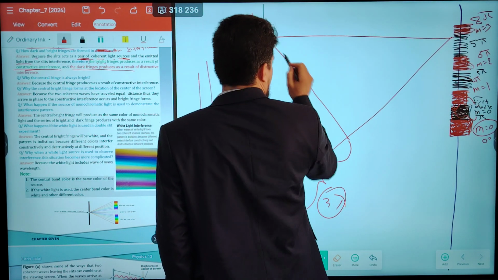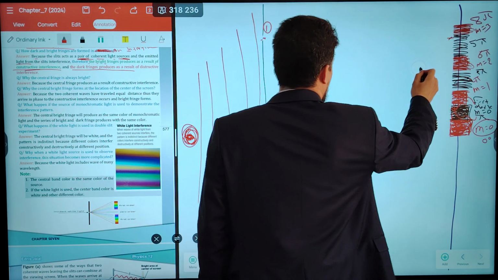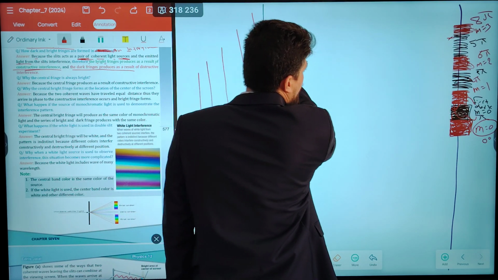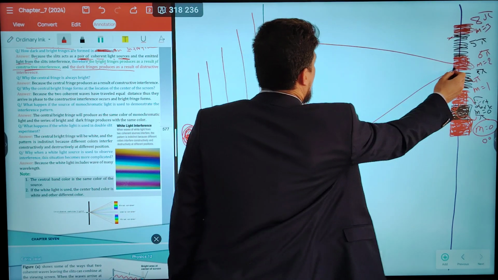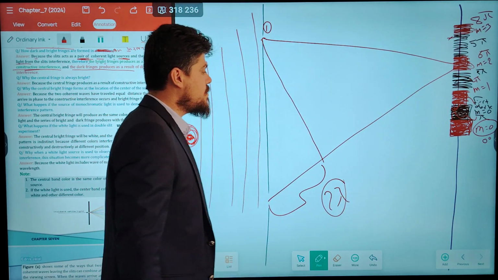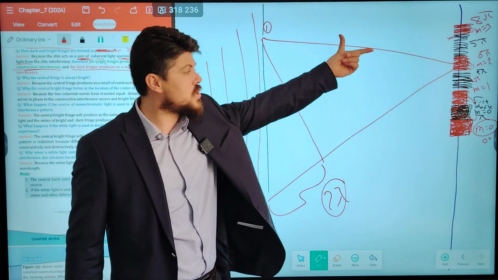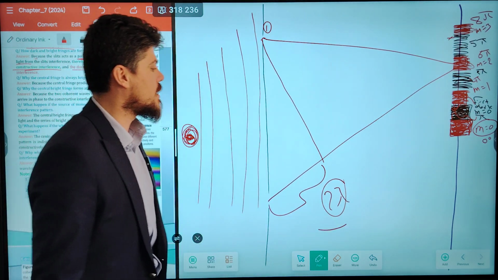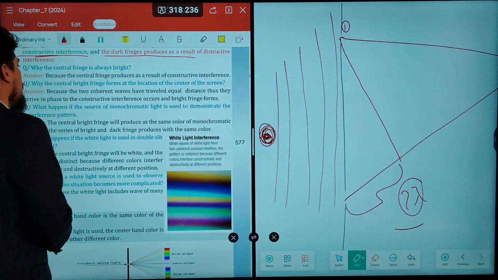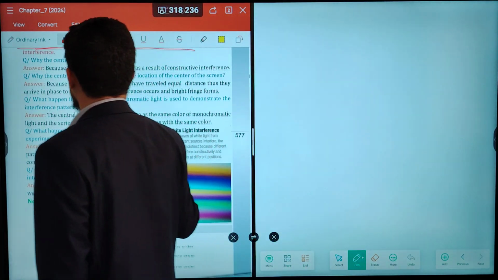For the second order bright fringe, look, what will be the path difference? The path difference for the second one is equal to what? 2 lambda. It means that the wave that emits from slit number 2 is further from the wave emitted by the first slit by 2 wavelengths. Okay, so in this way the dark fringe and the bright fringe occur, and I wrote all situations for the dark fringe and the bright fringe on the board.